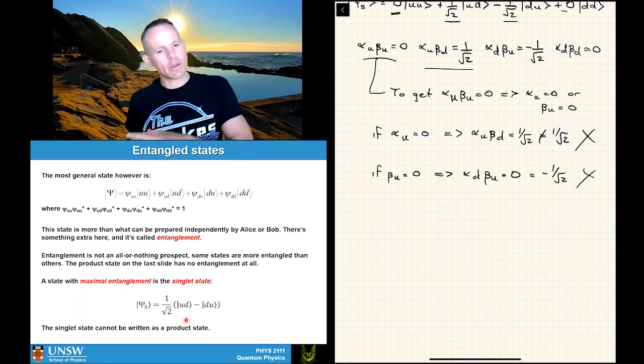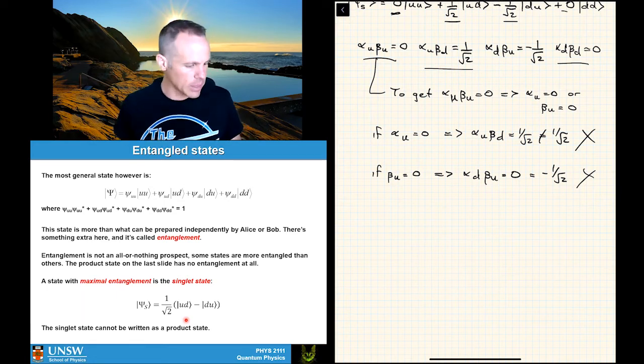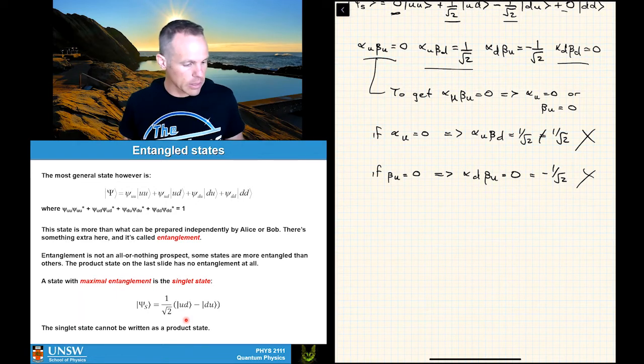You can take the same logic on the opposite side. You can look at the alpha down beta down case and find that it has to work in the same way, right?